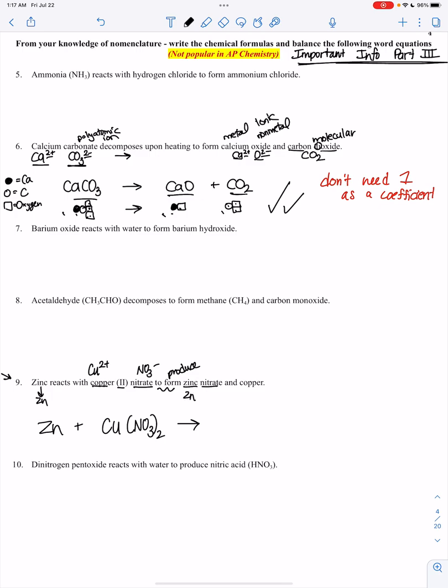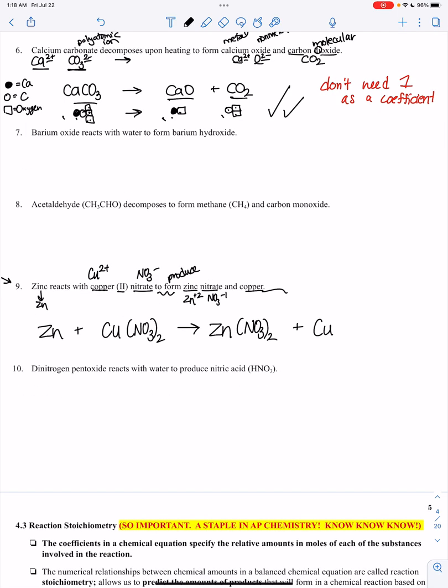Well, zinc nitrate, nitrate's -1 again. Zinc is a +2 charge. Zinc is always +2, and that is something that I mentioned in previous notes. So this is going to look like the copper nitrate. Boom. And then we got copper by itself, plus Cu.